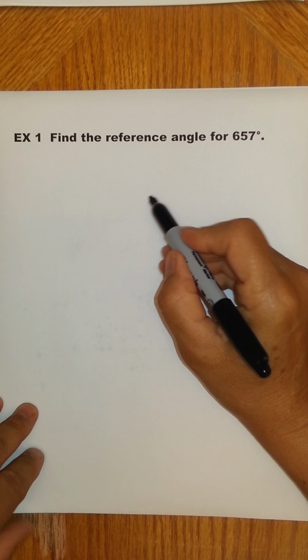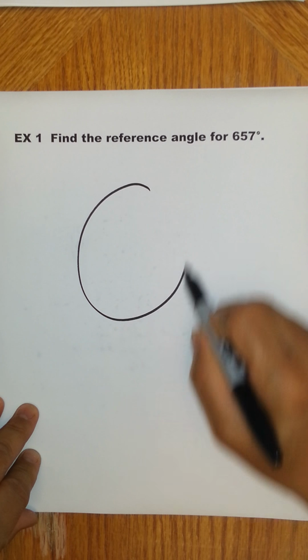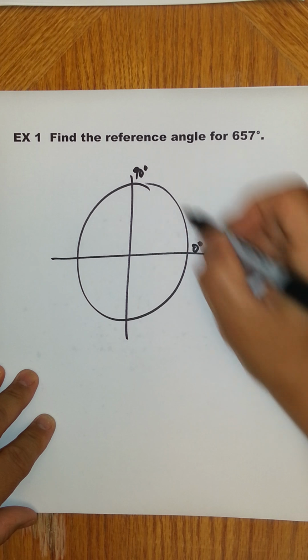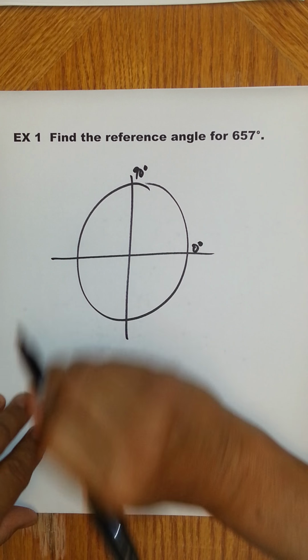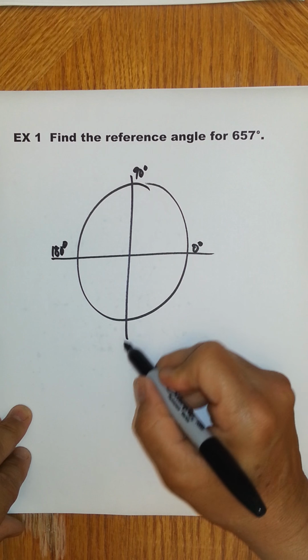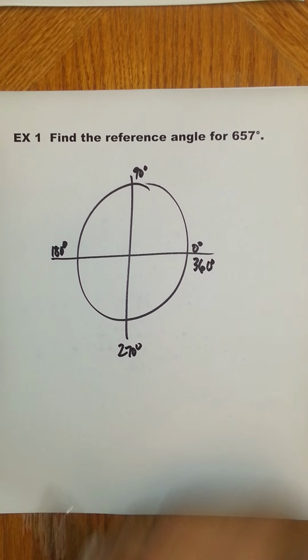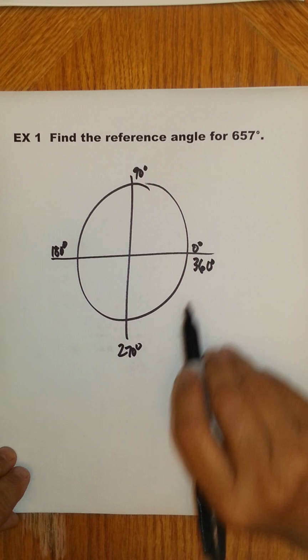Suppose I want to find the reference angle for 657 degrees. I don't really know right offhand where 657 degrees is. So here's what I have to start. I start with what I know: 0, 90 as I'm rotating in the positive direction because this angle is positive, 180, 270, and 360. But I have to keep going because 657 is higher than 360.